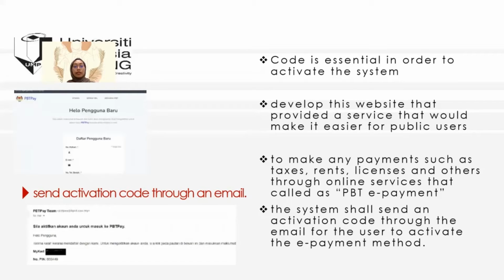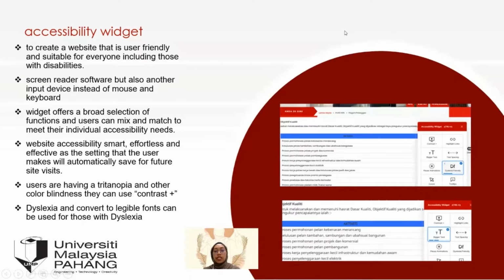Based on this case study, the client, which is the MPK, has requested the developer team to develop this website that provides a service that would make it easier for public users. This system shall send an activation code through email for the user to activate the email for the e-payment method. Functional requirement: the Majlis Perbandaran Kangar MPK shall be able to have an accessibility widget.